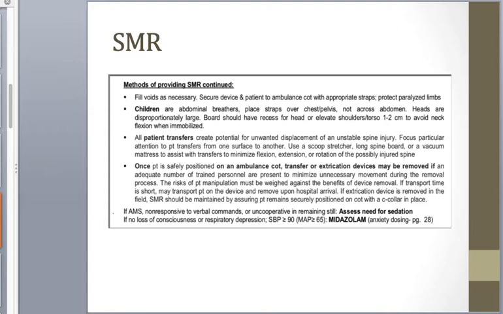You want to minimize unnecessary movement during the removal process. The risks of patient manipulation must be weighed against the benefits of device removal. If transport time is short, you may transport the patient on the device and remove it upon arrival to the hospital. If the extrication device is removed in the field, SMR should be maintained by assuring the patient remains securely positioned on the cot with a C-collar in place. If altered mental status and non-responsive to verbal commands, or uncooperative and not remaining still, assess the need for sedation. Obviously, we can give them Versed at the appropriate dose.